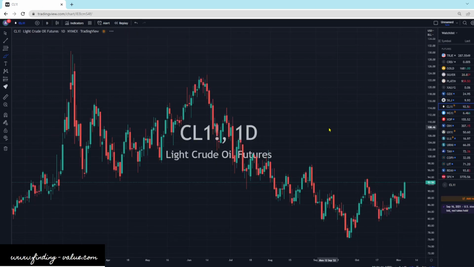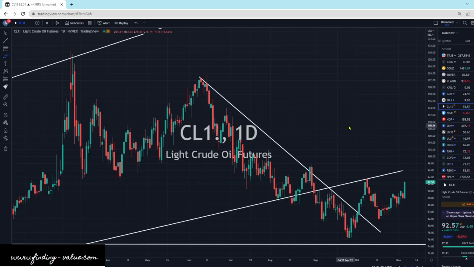Crude oil also killing it. Weaker dollar, increasing interest rates. Keep that in the back of your mind. Downtrend line break, step 1. Step 2 is a higher low. And now we want to break the higher high. That is a new uptrend as we break through this and move higher.